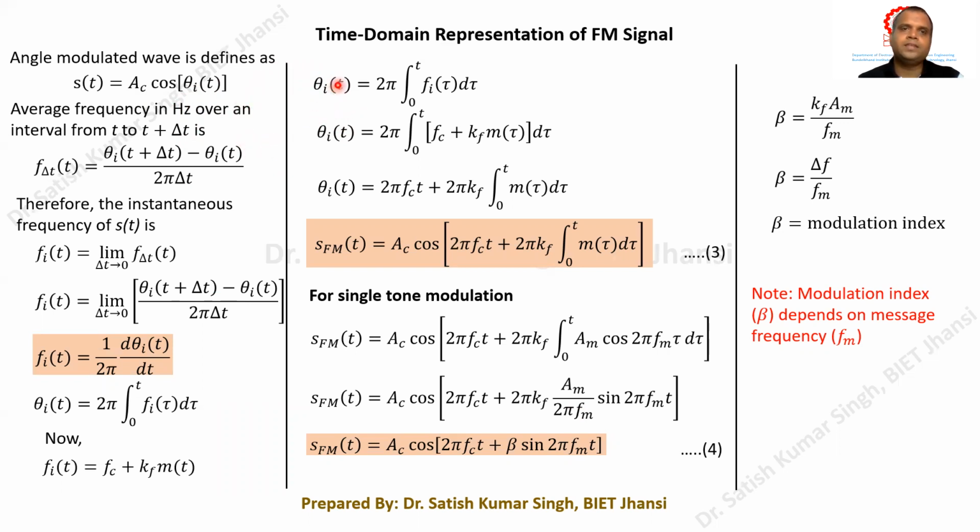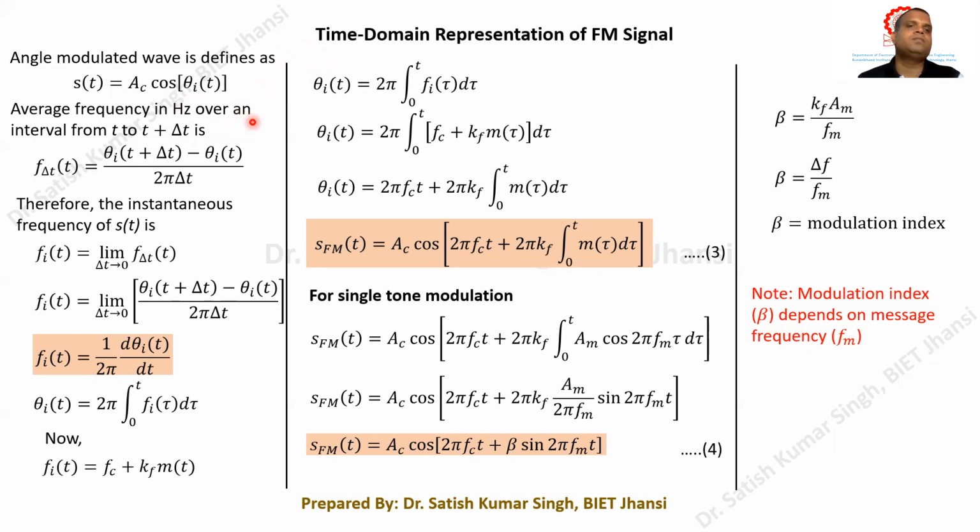Some rotation is taking place. Suppose that at this point the time is t, and between t and t plus delta t, it has been rotated from here to here. Now we want to calculate the average frequency in hertz when this phasor has been rotated in the interval of t to t plus delta t.